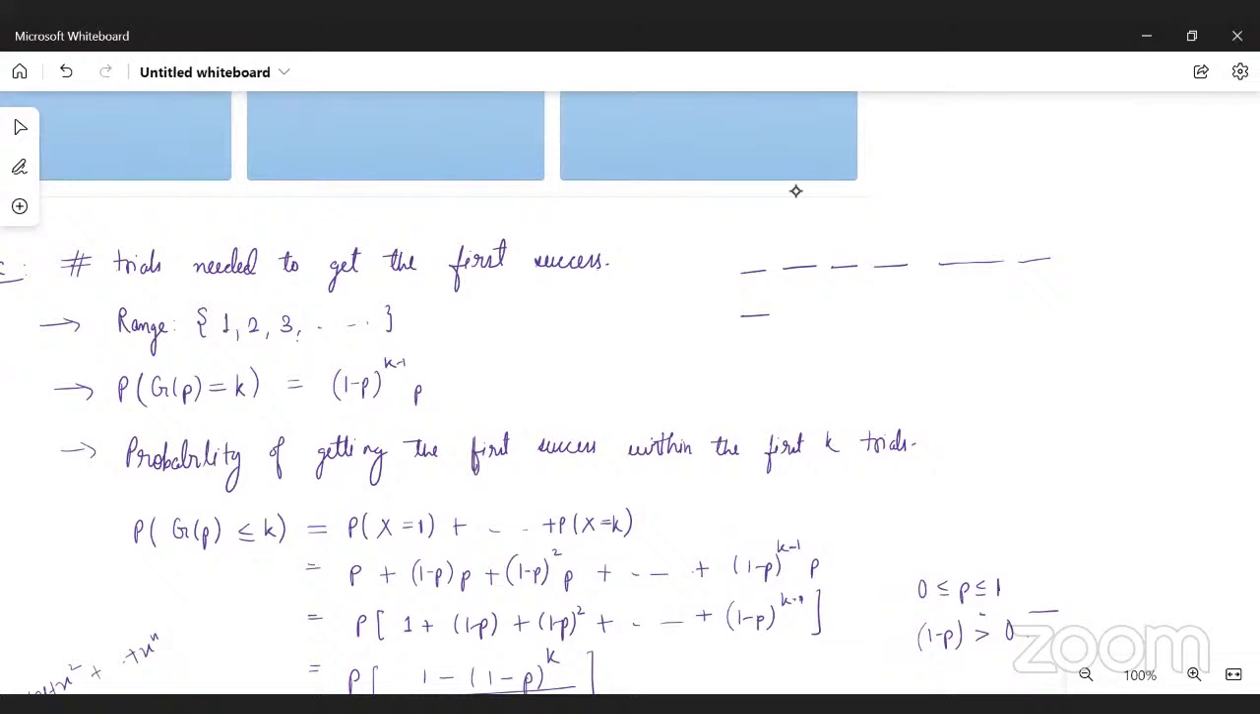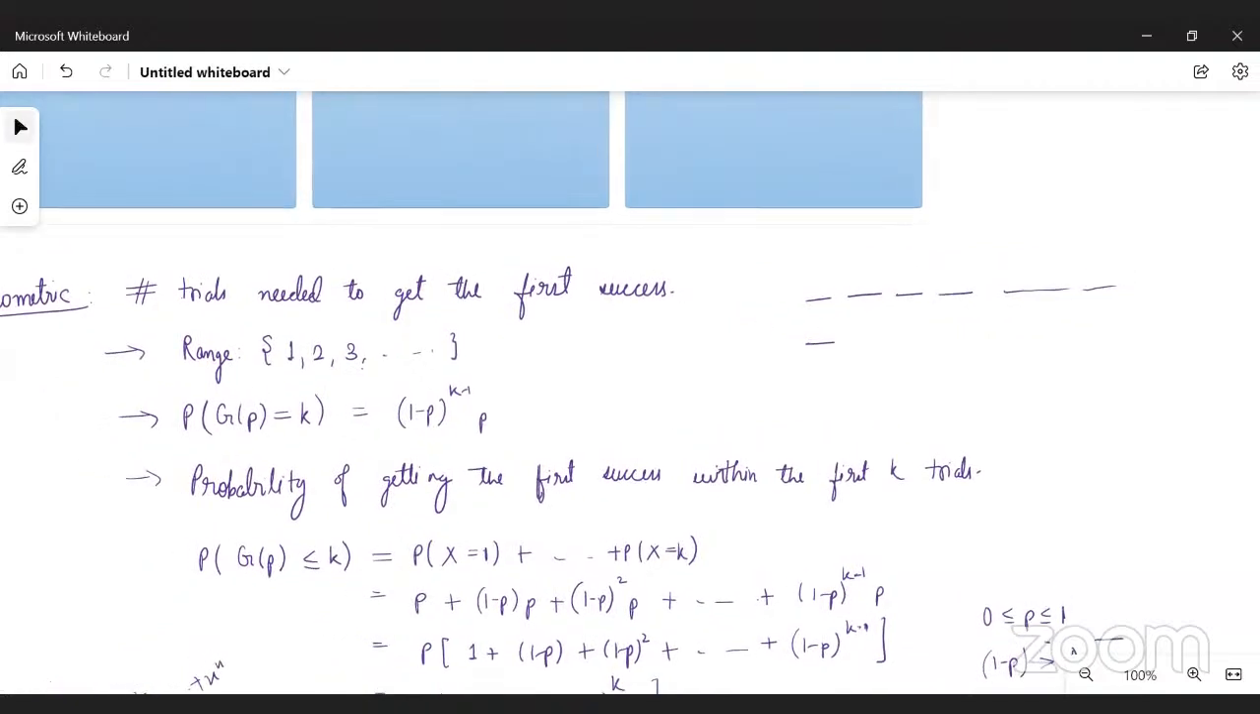So what is the range of values that it can take? 1 to n. Okay, why 1 to n? Could you repeat once again? Sorry, infinity. Can you repeat?